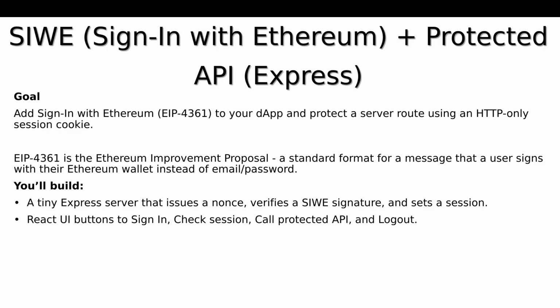EIP, basically Ethereum Improvement Proposal, is just a format to request Ethereum for creating a session through an Express server. What we are going to build today is a tiny Express server that will issue a nonce, a number used once, verify the SIWE signature and set a session. On the other hand, we are going to create a small DApp using React UI. It will have just a sign-in functionality, check session, and it will call the API.